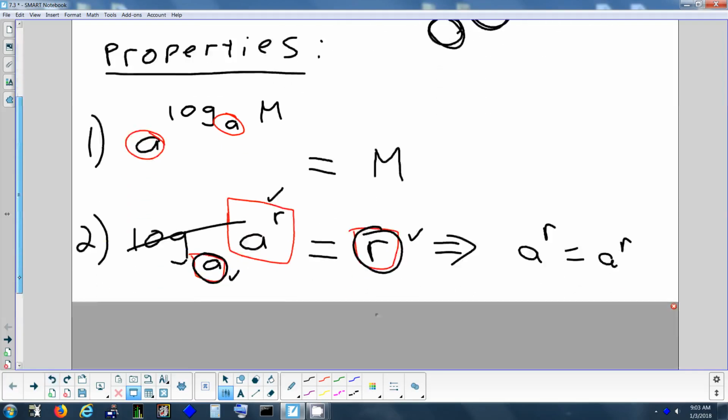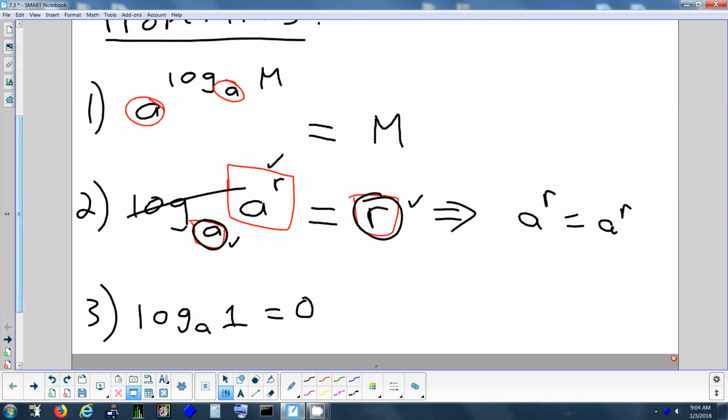All right, let's look at the third rule. This one says that the log of 1 is always 0.